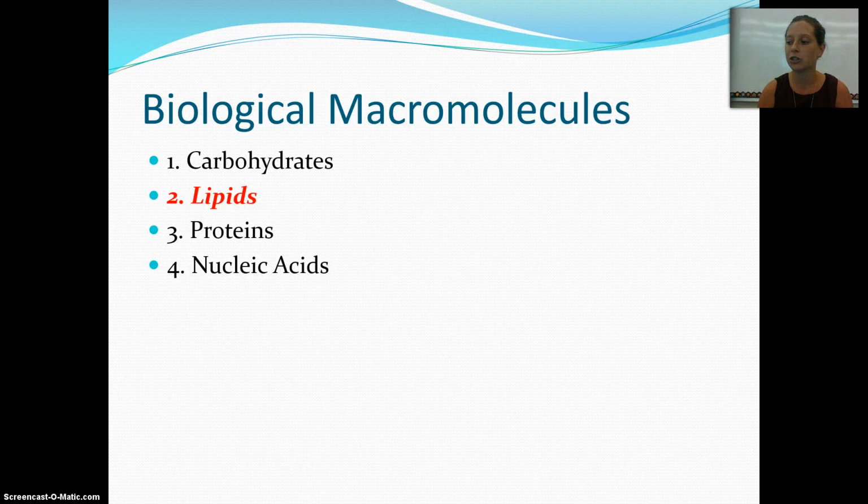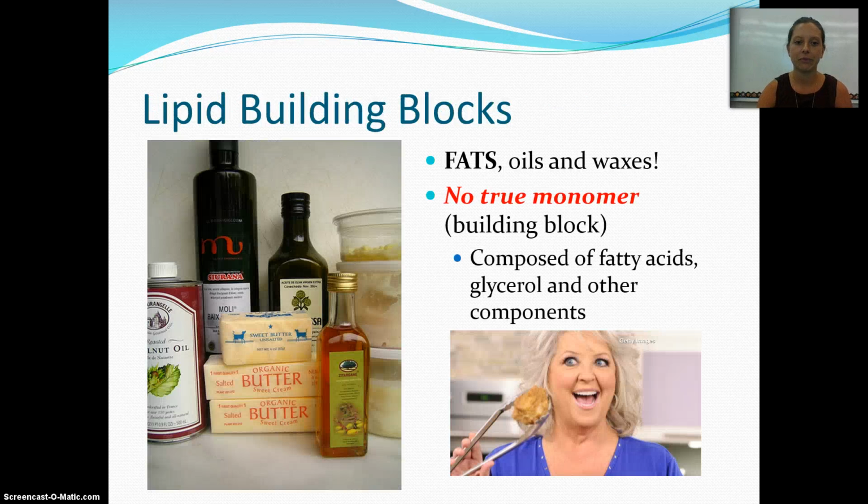Now we're going to be moving on to lipids. And some of my lipids today are going to be found in my peanut butter. Okay, when you hear lipids, you should think of fats. And good for peanut butter, these are very healthy fats. Okay, so fats, oils, and waxes. When you hear lipids, you should think of the word fats.